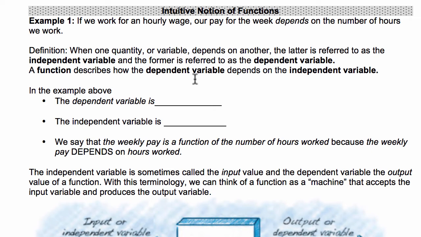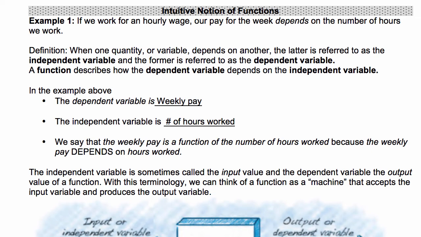In the example above, weekly pay depends on hours worked. So, the dependent variable is weekly pay, and the independent variable is the number of hours worked. We say that the weekly pay is a function of the number of hours worked because the weekly pay depends on hours worked.